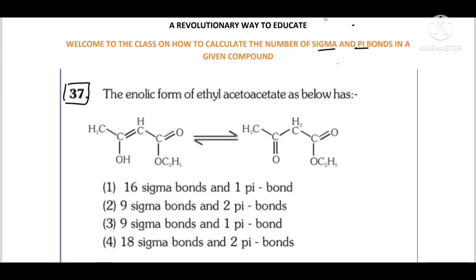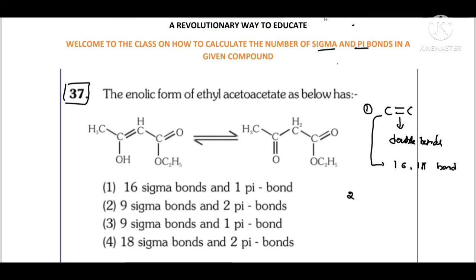Before solving this question, you have to remember some points. When two lines are present, we call this a double bond. These two lines indicate a double bond. In a double bond, one sigma and one pi bond is present.